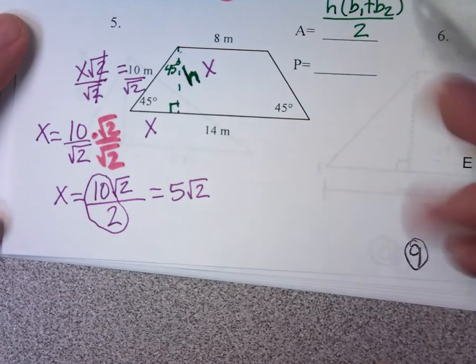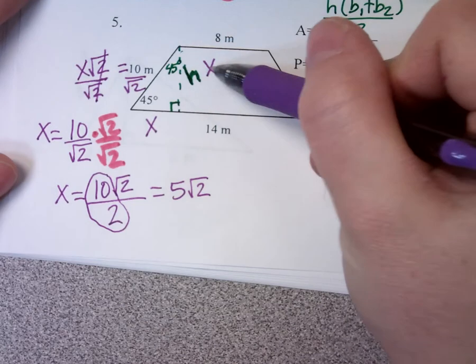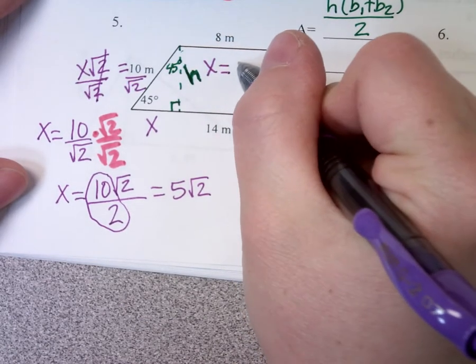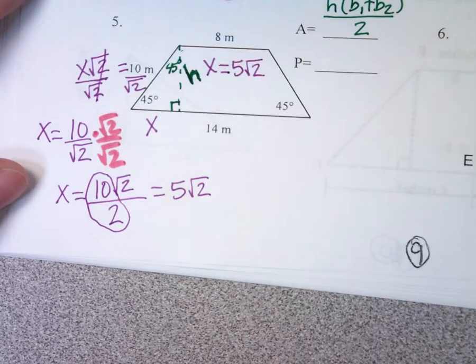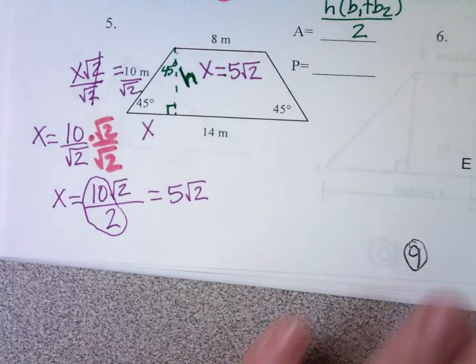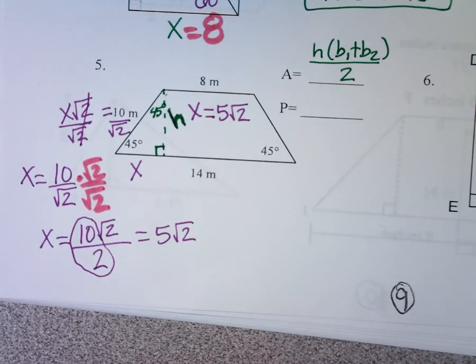So let's go back to my picture. Is x and the height the same thing? Yes. And we just found it to be what? 5 square root of 2. Okay, so that's my height. So here I go, 5 square root of 2, because the height is across from the 45, which we labeled as x. And as soon as we figured out that x was 5 square root of 2, I knew that that was 5 square root of 2.